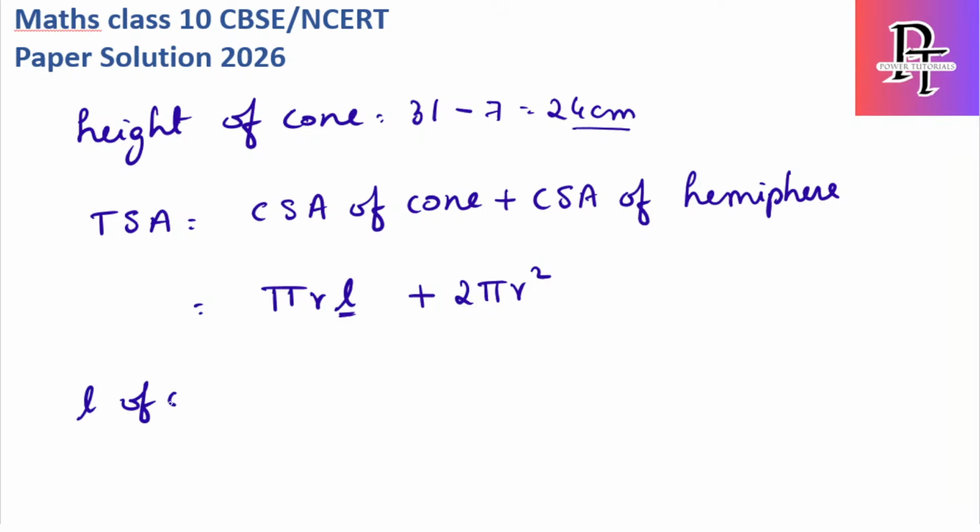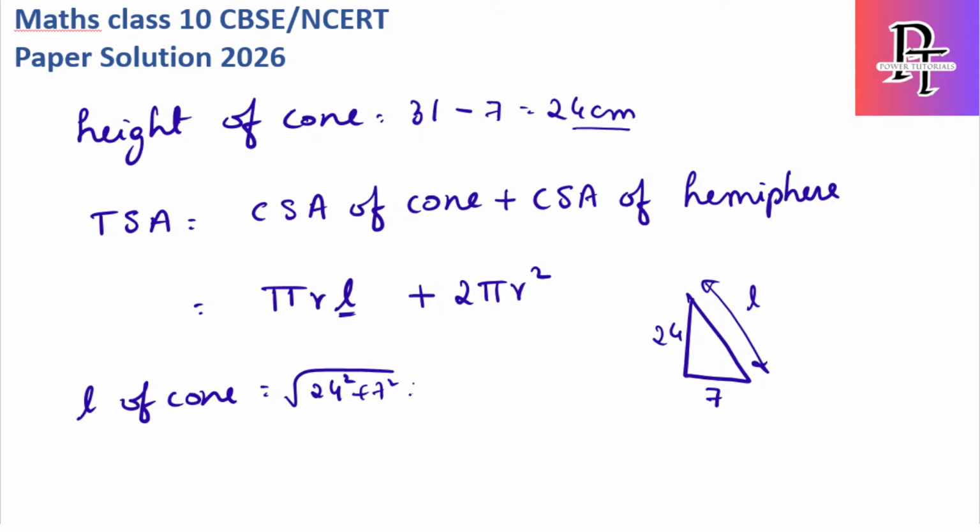l of the cone is equal to, so for this we have to use a right angle triangle. So this is l. We know the radius is 7 and this height we got as 24. If you remember, this is one of the standard right angle triangles. So root of 24 square plus 7 square is root of 576 plus 49, which becomes 625. The root of this is nothing but 25. So l value is 25.